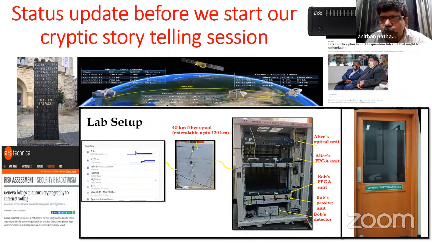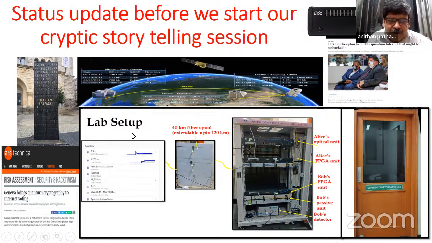In the top right, we show a product called Clavis 3. This is by ID Quantique, and ID Quantique sells this. This is a commercial product. So there are several commercial products. And in our lab also, there is a semi-commercial product, which we have developed in collaboration with C-DOT. So Clavis 3 is a much more mature commercial product where quantum cryptography is implemented.